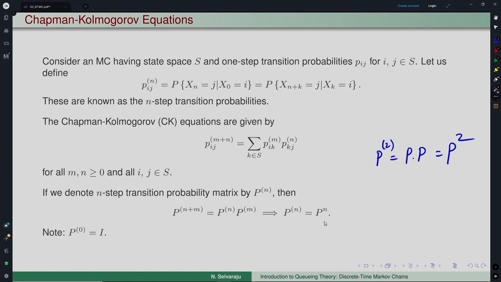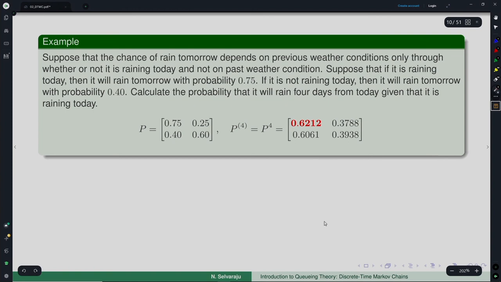Obviously, if P is finite, you can do this nicely, but if P is infinite, of course, you have little difficulties, but that is to be expected. Now, let us look at some examples of such scenarios.